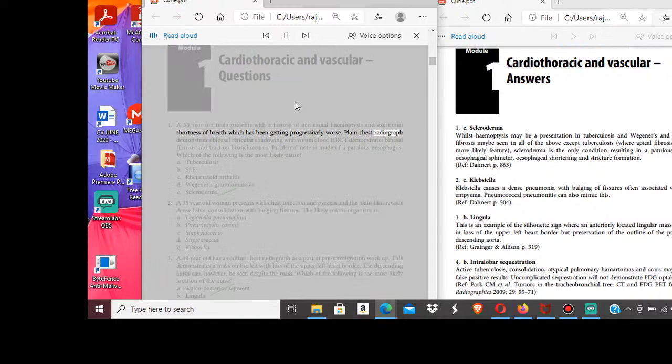Plain chest radiograph demonstrates bibasal reticular shadowing with volume loss. HRCT demonstrates bibasal fibrosis and traction bronchiectasis. Incidental note is made of a patulous esophagus. Which of the following is the most likely cause? A. Tuberculosis. B. SLE. C. Rheumatoid arthritis. D. Wegener's granulomatosis. E. Scleroderma.